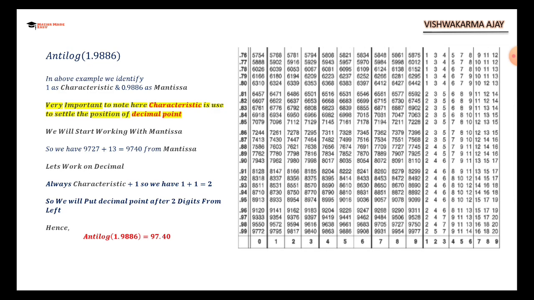So very first, from the above example, we can identify that 1 is our characteristic and 0.9886 is our mantissa. This is very important, that the characteristic is used to decide where to put the decimal point. Now we will start our working with the mantissa. As you see here, 9886.